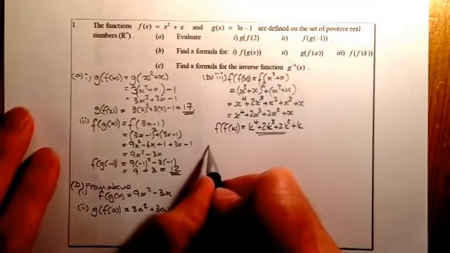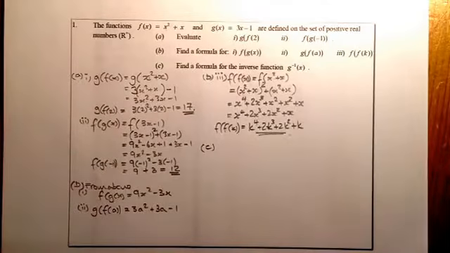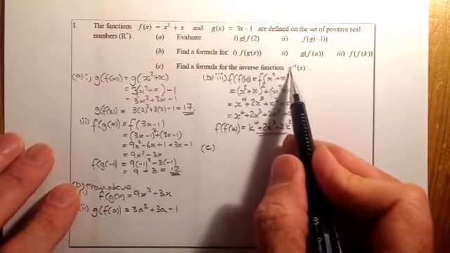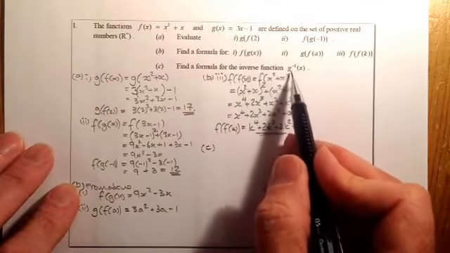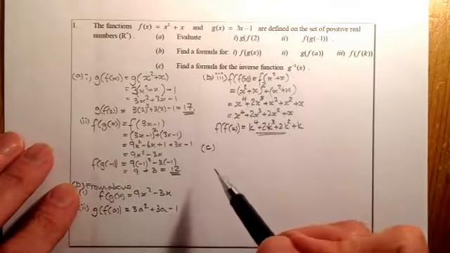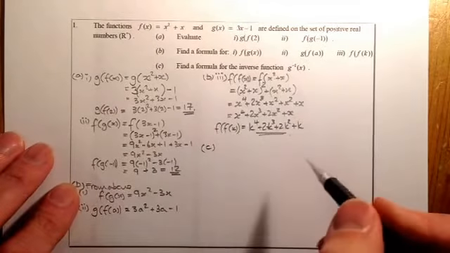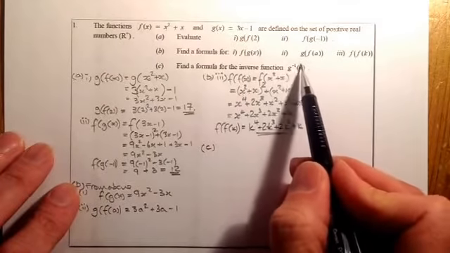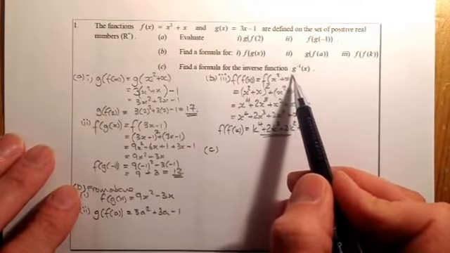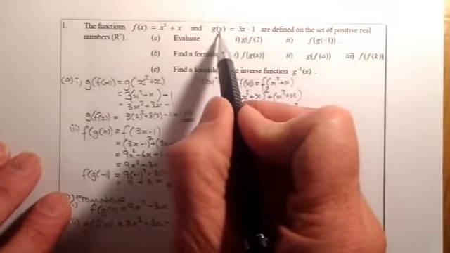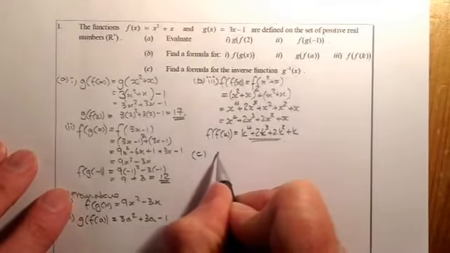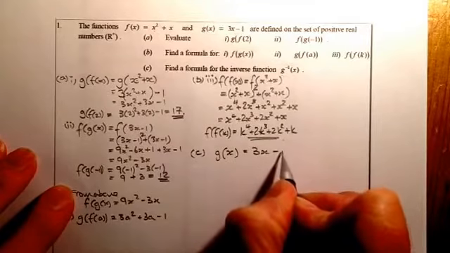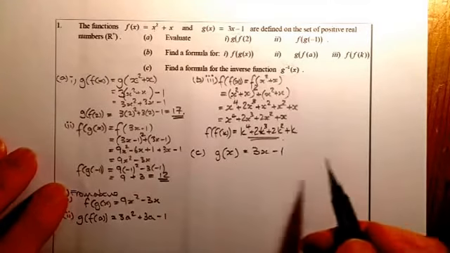Right, we're on to part C. So there's quite a lot of work in this first part anyway. Right, so find the formula for the inverse function g to the minus 1, or the inverse function of g of x. So what I'm going to do is start with the g of x function first of all. Don't start with that part there, we're going to try and get to that at the end. So to start with my g of x function, which is this one, g of x is equal to 3x minus 1. So that's my first function.